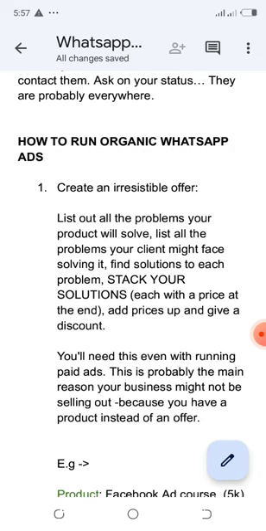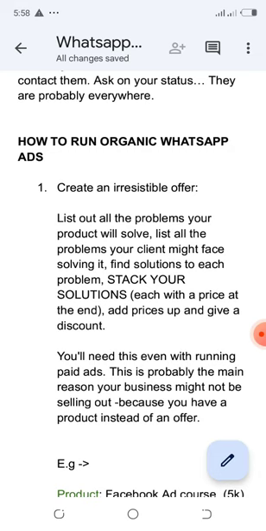I said this is probably the main reason your business might not be selling out: you have a product instead of an offer. When I found out the secret about this, I looked at one of the products I created that wasn't doing so well, and I decided to turn it into an offer. The product is a book I wrote. I've been selling it, but I wanted to sell it on a big scale. I started out selling it for 1,000 naira, then went to 2,000 naira, and now I'm trying to increase it to 5,000 naira.